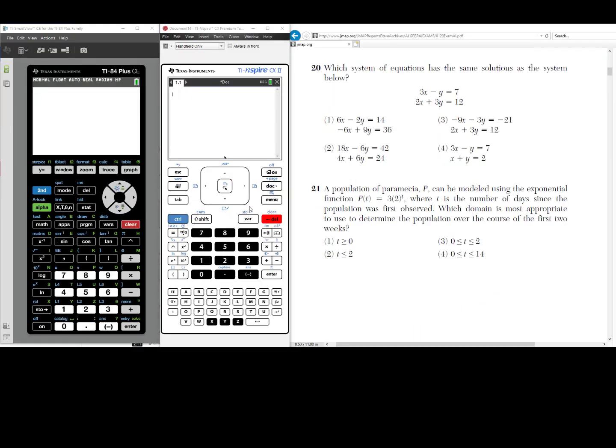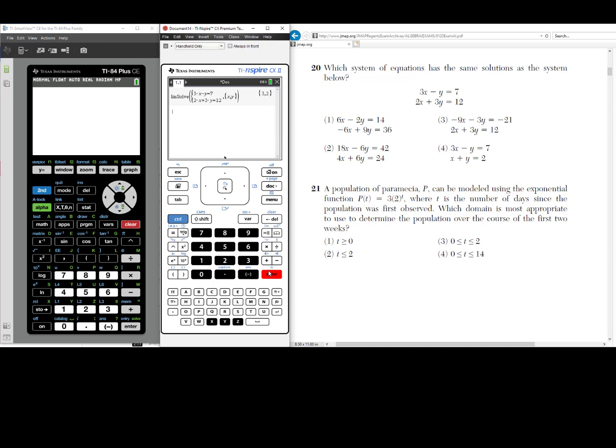For question 20, I really want to start with the TI-Nspire technology. Press Menu, choose number 3, Algebra, and notice number 2, Solve Systems of Linear Equations. If we choose number 2, there are 2 equations. Our variables are x and y. I'll say OK. Now I type in the original 3x minus y equals 7, 2x plus 3y equals 12. When I press enter, I see the result of 3, 2.